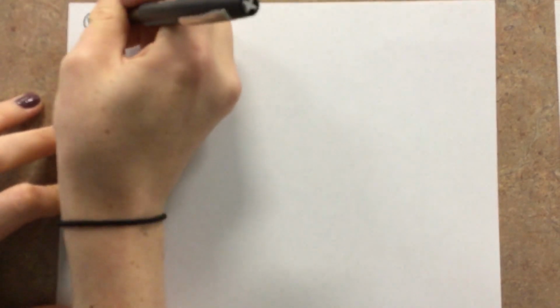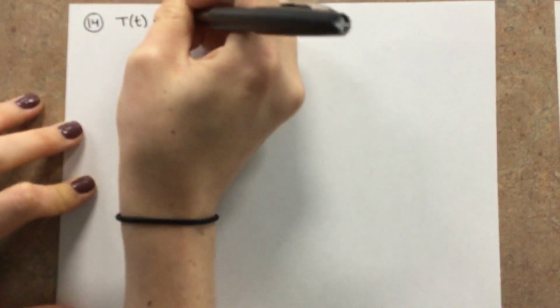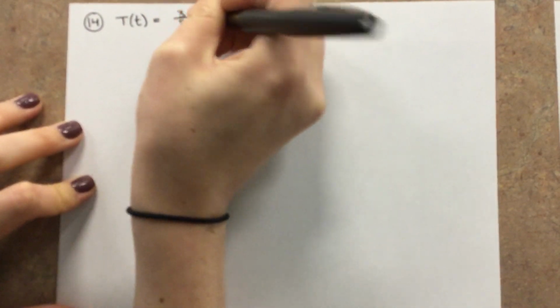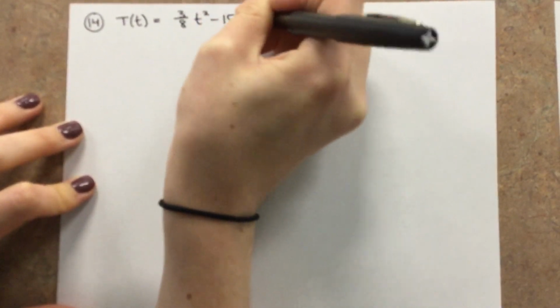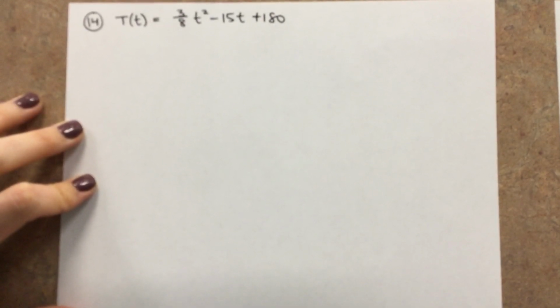The one that's labeled 14 says that a temperature in degrees Celsius of an object is given by this. So temperature with respect to time is what that notation means. So it's 3/8 t squared minus 15t plus 180, with a restricted domain from 0 to 20. At what rate is the object cooling at t equals 10? And then it mentions that we want to use correct units.